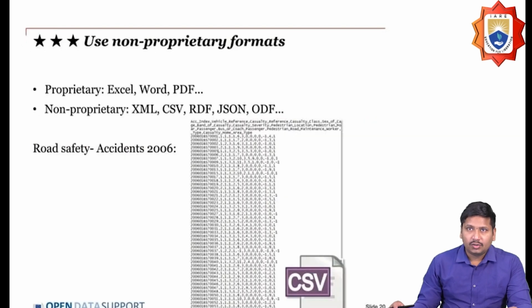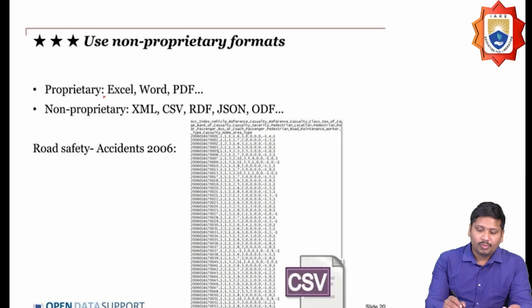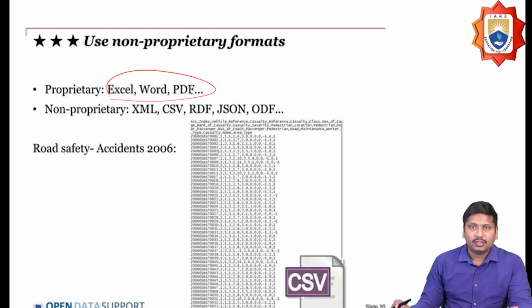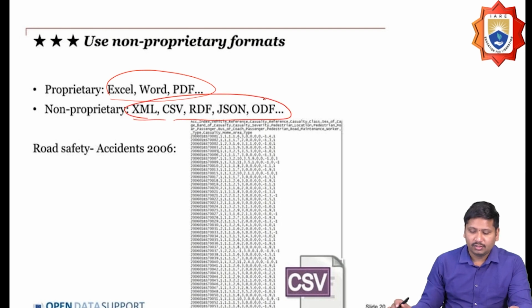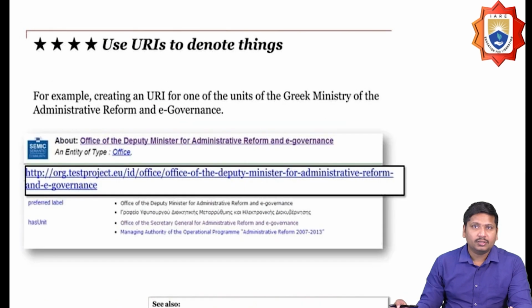And the three-star schema is to use non-proprietary formats. Proprietary means Excel, Word, and PDF, and non-proprietary means XML, CSV, audio, JSON, ODF and so on. So by using non-proprietary formats, anyone can easily understand what the data is and where it is coming from.